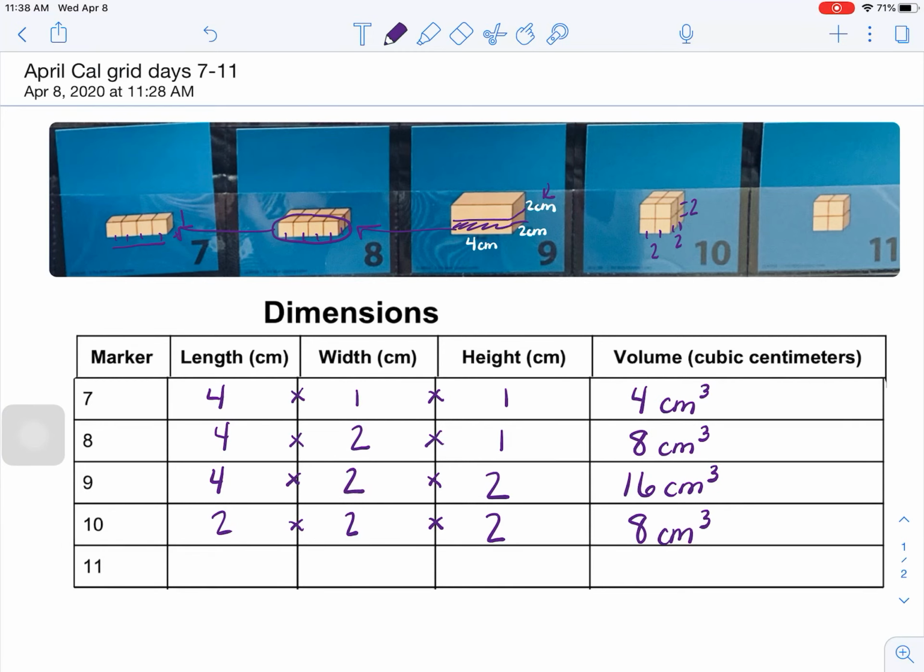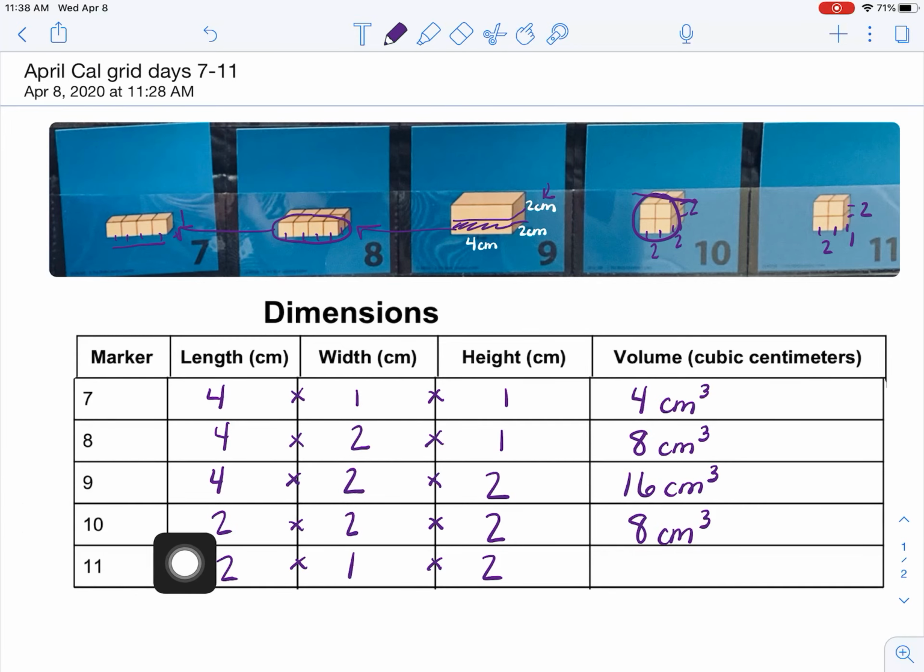And last but not least, what do you notice is different about day 11 compared to day 10? Yeah, it's now only the front part. It's almost like they took a knife and sliced it right there, and I'm only using this front piece. I'm not using the back layer. So this is still 2 long, 1 width, and 2 tall. So this is a 2 by 1 by 2.